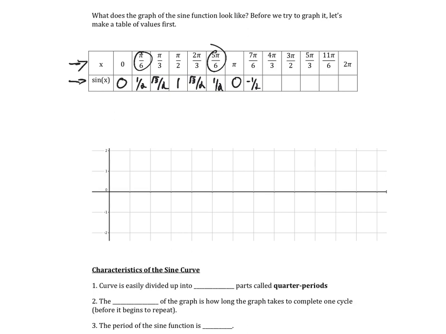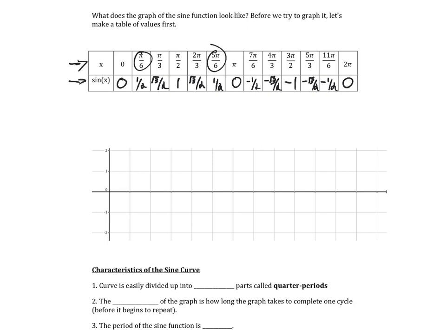And since we're in quadrant 3, we're going to get negative root 3 over 2. Sine of 3 pi over 2 is a quadrantal angle, and we get negative 1. Sine of 5 pi over 3, that's quadrant 4. Sine is still negative. 11 pi over 6, negative 1/2, and 2 pi is 0.